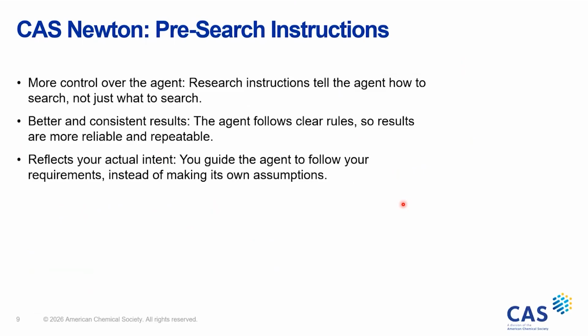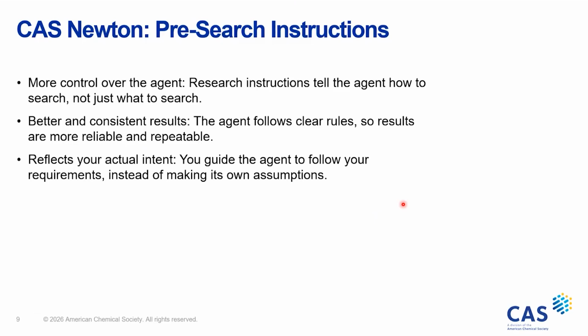Something that I like to do when I interact with the search agent in IP Finder is to give it pre-search instructions. From the perspective of an experienced STN user, I think that's quite advisable. So 3 main aspects for me: you have more control over the agent. The research instructions will tell the agent how to search and not just what it should look into. Secondly, you will have better and more consistent results. The agent follows clear rules, so results are more reliable and repeatable.